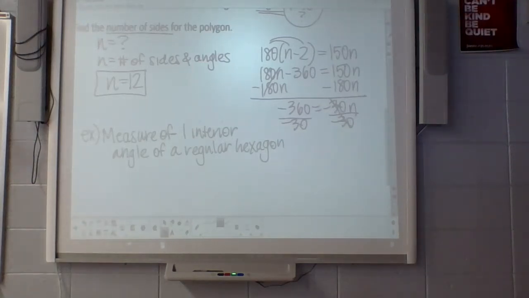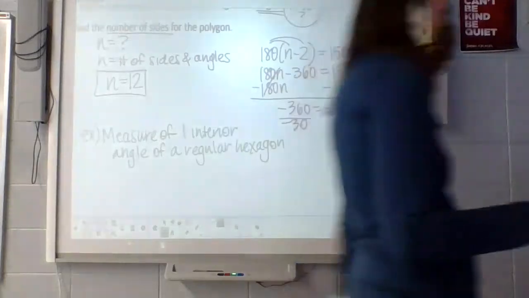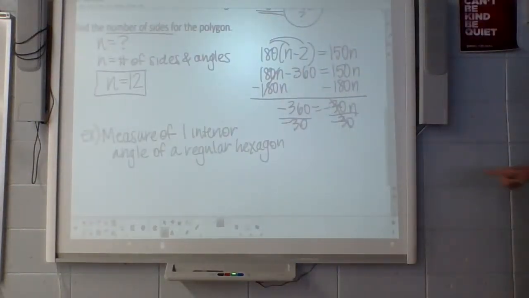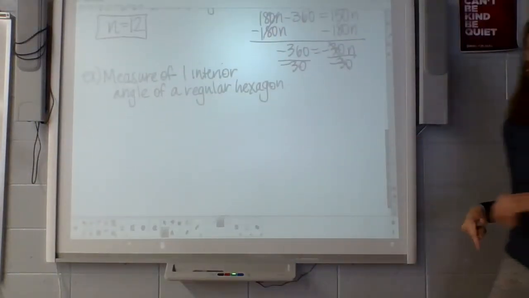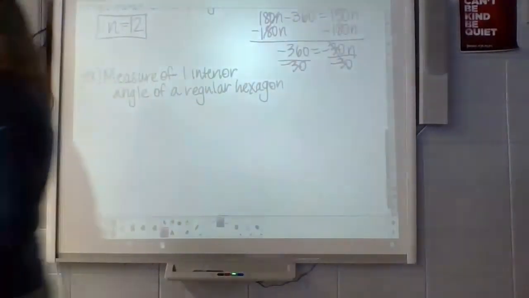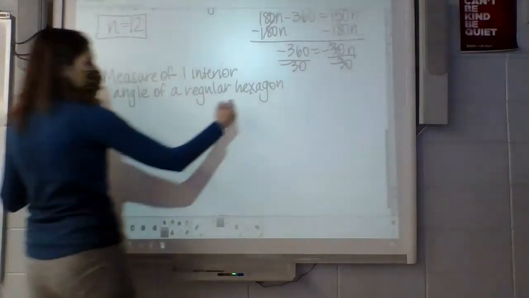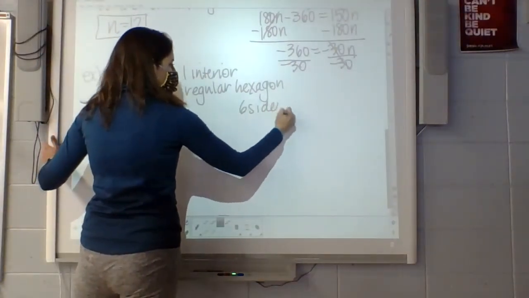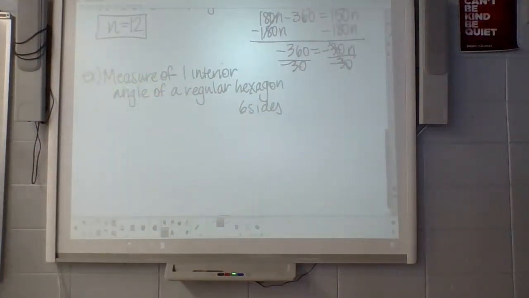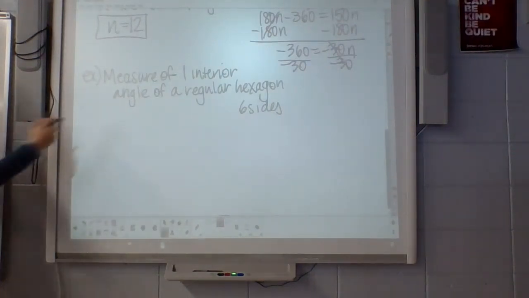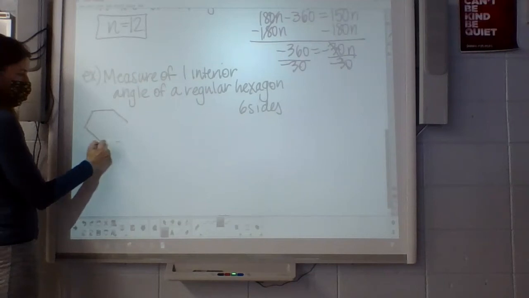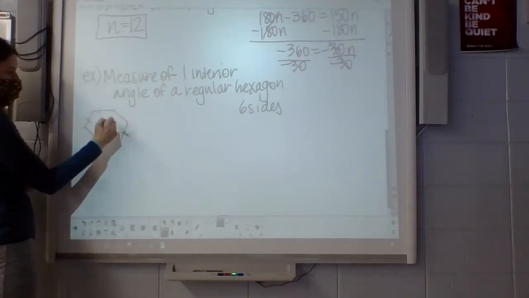The measure of one interior angle of a regular hexagon. Okay, what do I know about the hexagon? Let's break this down a little bit. 6 sides. Now a regular hexagon means all the sides and angles are equal. So what we got going on here looks something like this: all equal sides and all equal angles.